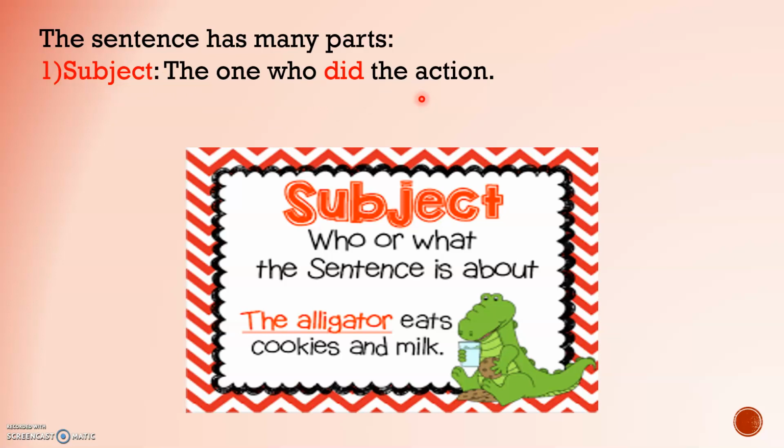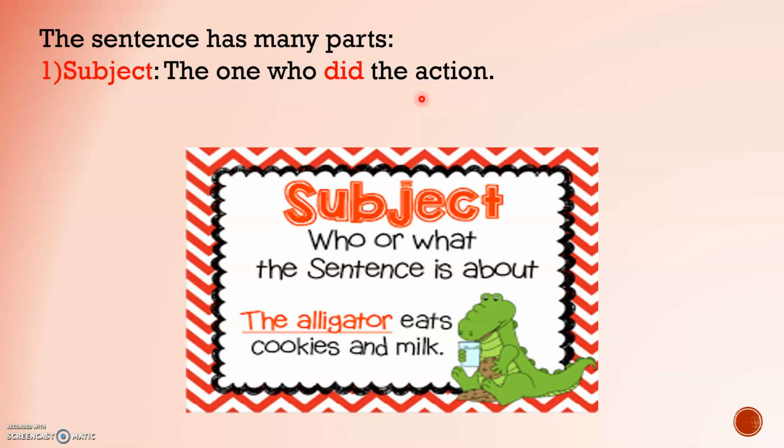So we're talking about a name. In the subject of the sentence, we must see a name. We must see a noun, right? Because we're talking about the person or the animal or the thing that this sentence is about. So this is the meaning of the subject of the sentence. We're talking about the one who did the action, the one who made the action, okay?